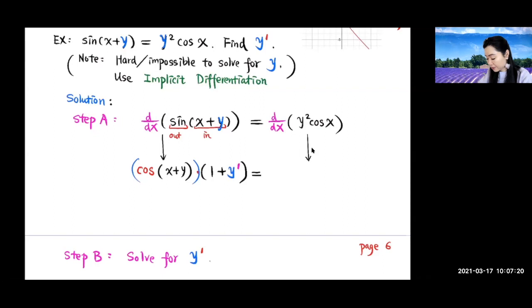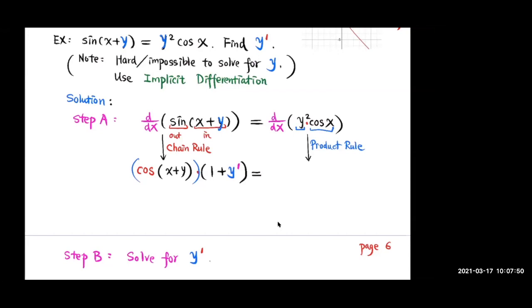The other side over here, notice that it's a product of two functions, this function and this function. So you have to use the product rule. This one here, you use the chain rule. This one here, you use the product rule first. So use the product rule here. What do you get? Y squared prime times cosine x?